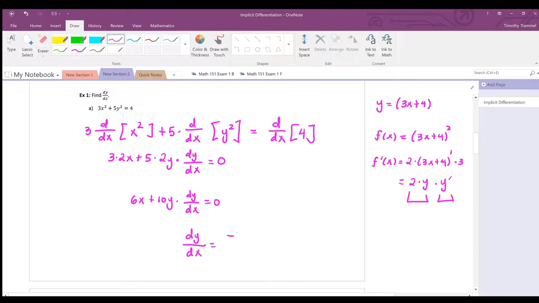So again, subtracting over the 6x, dividing by 10y, and you can actually even rewrite that a little bit. We could rewrite this as dy/dx is equal to minus 3x over 5y, just doing a little bit of simplification. Okay, and there's our answer.